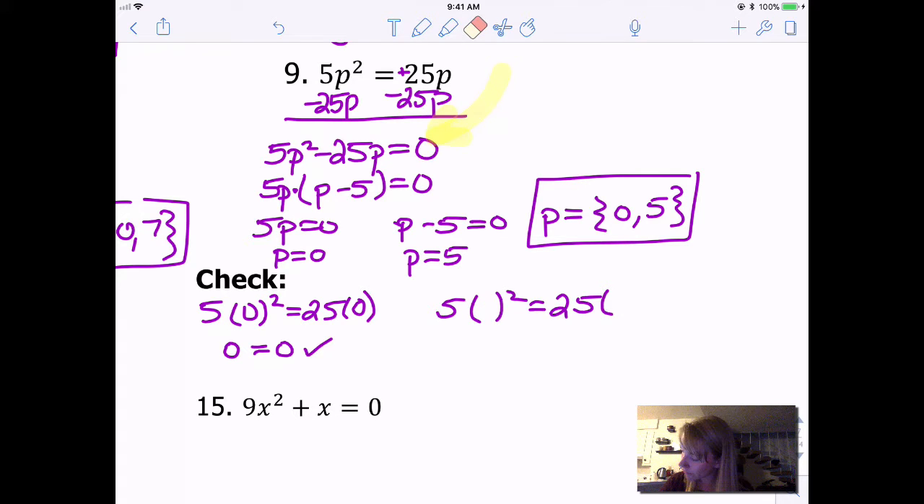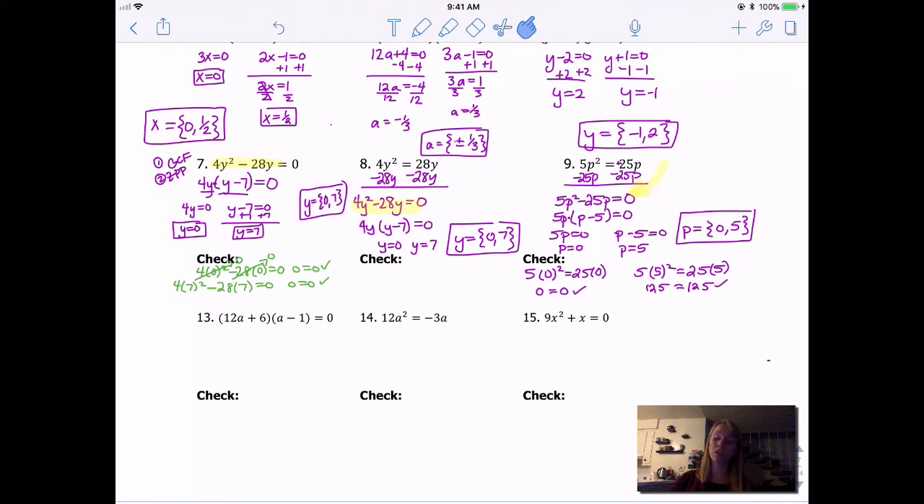And then if I put in 5 for both of those p values, on the left side, if you plug that into your calculator, you get 125. On the right side, if you plug in 25 times 5, that is also 125. Still true. So I can say that those two solutions are true. They work.